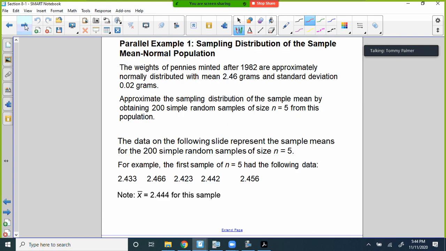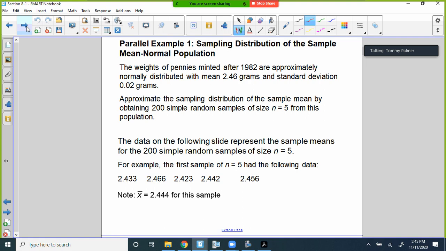Now, sample distribution of the sample mean with a normal population, right? We look at this. Mean is 2.46, and standard deviation of that, approximate mean. The data, the slide show represents the sample means of 200 random sample size n equals 5, right? So there's a table that really goes to this, and if I'd have put it on here, it would have made a little bit more sense, but I didn't.